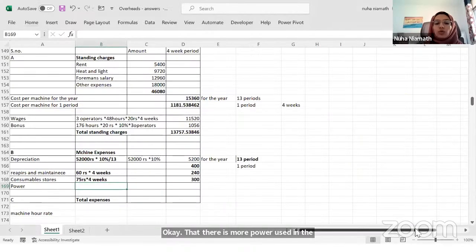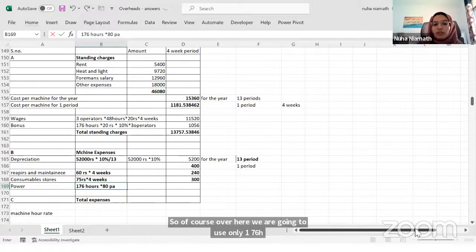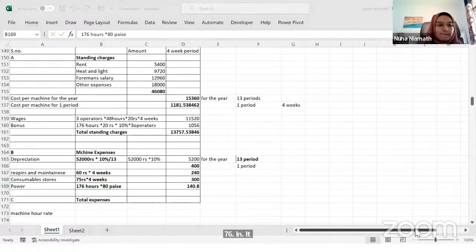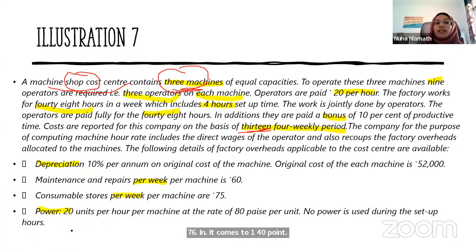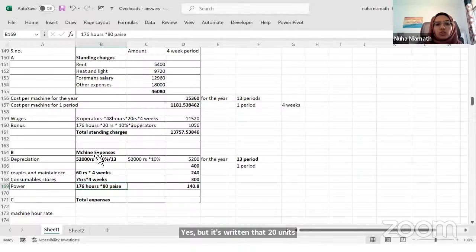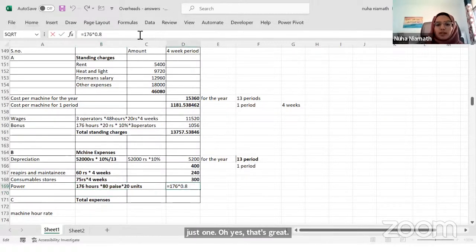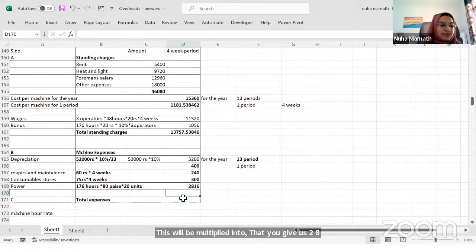So now power is said to be that there is no power used in the setup hours. So of course, over here we are going to use only 176 hours and not the total hours into 80 paise, because that's what's given in the question. So that will be 176 into 0.8. It comes to 140 point. Yes, but it's written that 20 units are used. So it's not just one unit, it's into 20 units. Perfect. Yes, Amal Krishna, that's correct. So this will be multiplied into 20 units. So that will give us 2816.